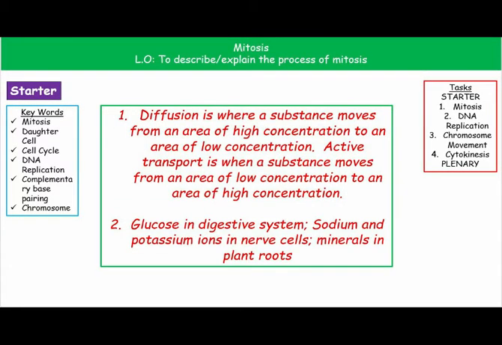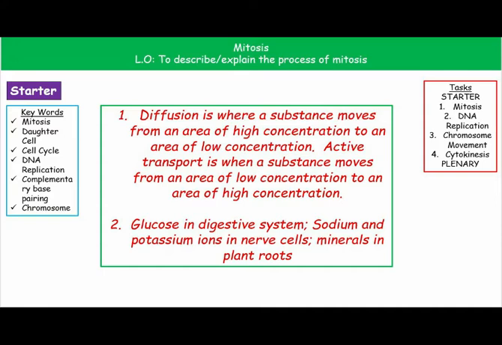So let's check those answers then. For the first one, when we're looking at the difference between diffusion and active transport, the key things are, first of all, diffusion is moving from an area of high concentration to an area of low concentration, whereas active transport is from an area of low concentration to an area of high concentration. We could also have commented on the fact that diffusion is a passive process, so one that doesn't require any energy, whereas active transport is an active process, which means it does require energy.